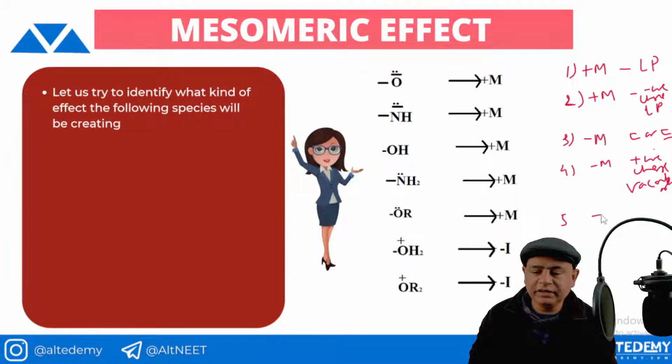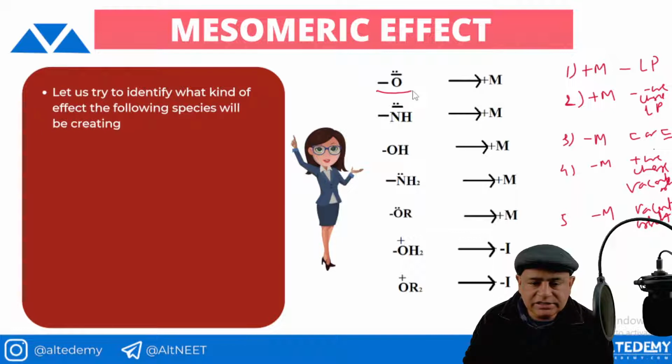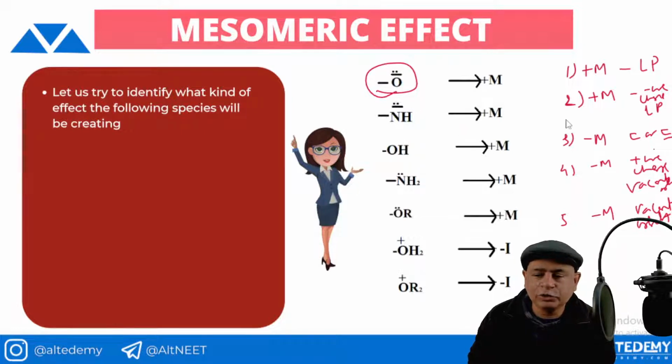And the fifth thing again: minus M needs a vacant orbital only. Keeping these things in your mind, you can identify. I am giving you plenty of species. Like if I am saying minus O, there is a negative charge and a lone pair, an unshared electron pair. This is going by definition only.